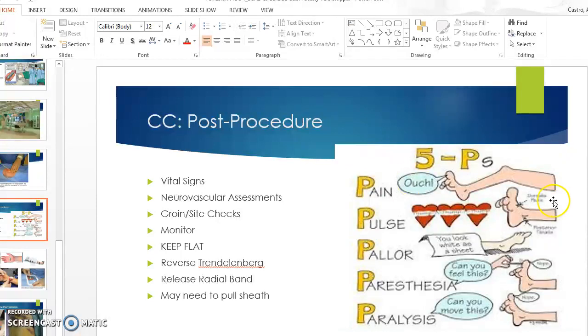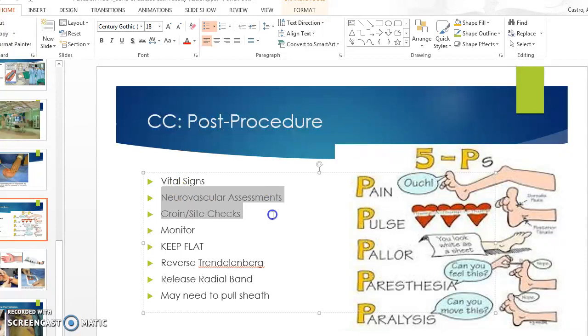Do we have a peripheral pulse? So we check our dorsalis pedis and our posterior tibial pulses. We check for pallor, because that's going to tell us about perfusion as well, paresthesia, if they have any numbness or tingling, and then paralysis, if they're able to move. And with every set of vital signs, we perform our neurovascular assessment, and we also check the groin.